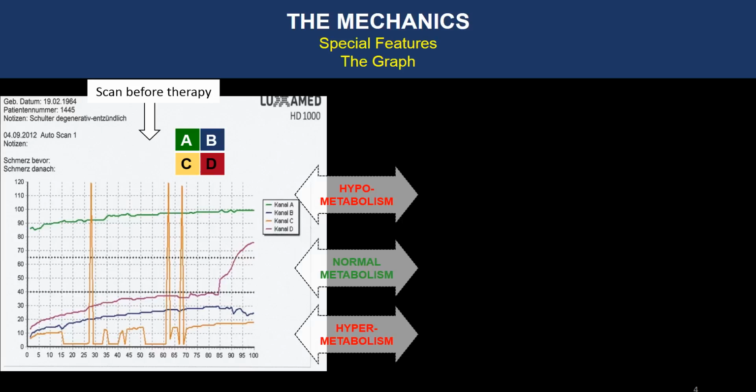and B and C are in hypermetabolic, it's low, and D is a little confused. So you have both chronic and acute conditions in this one. You have both degeneration and inflammation. So for degeneration you need to use heat, and for inflammation you need to use ice.